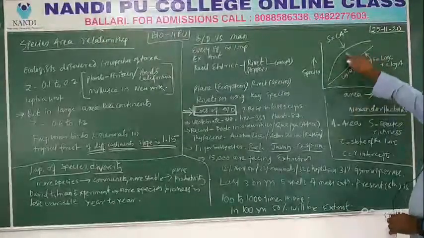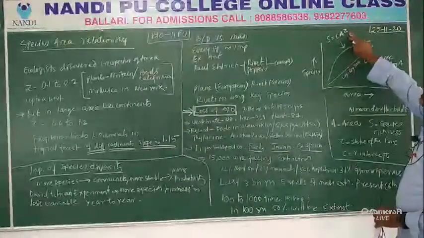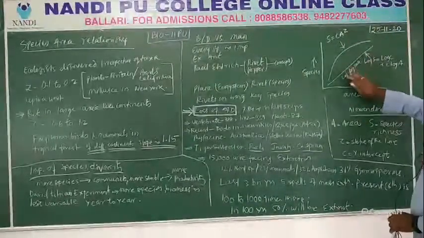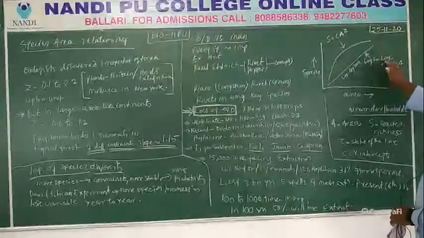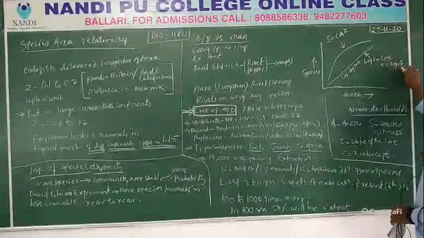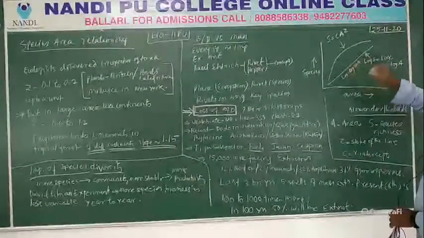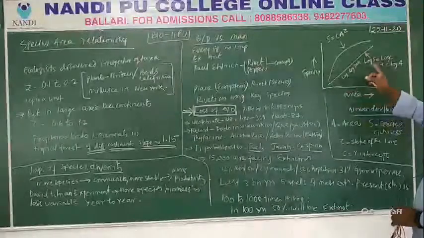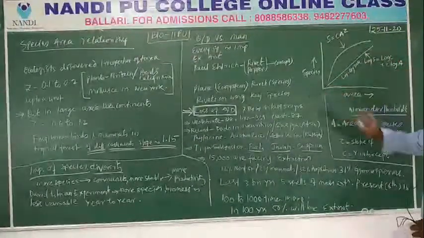Now rectangular hyperbola. Now what he did is, the formula was S = CA^Z. Then he converted it into log, taking log on both sides it gives log S = log C + Z log A. This we know, and when this is replotted after converting it into log scale, when those values are put it gave a very straight line with a slope. Is that clear?